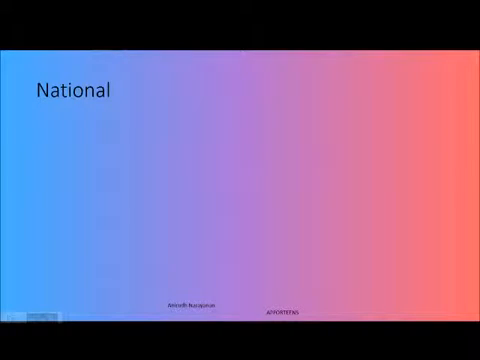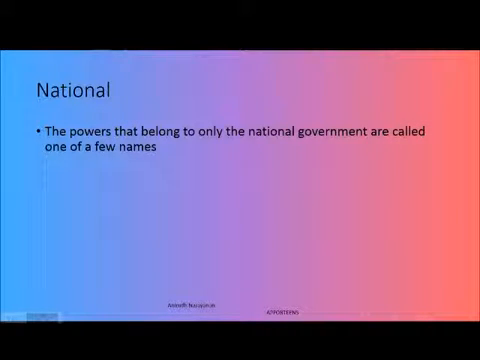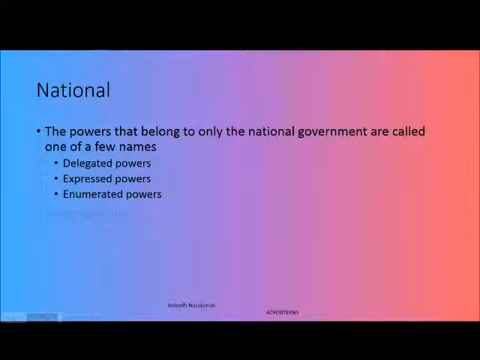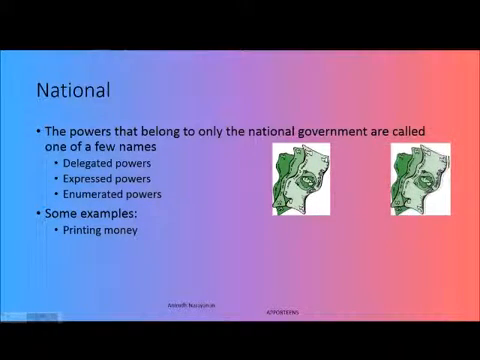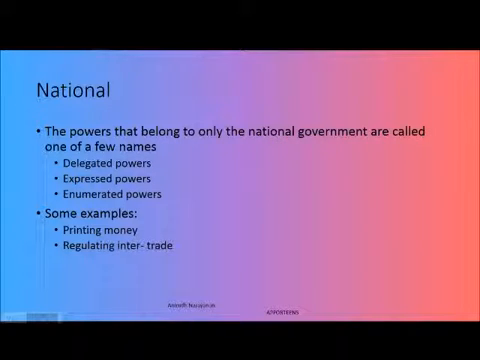National powers. The powers that belong to the national government are called one of a few names. You could see any of these names, in my opinion, on not only your class exam, but on the AP exam. You could see delegated powers, you could see express powers, you could see enumerated powers. Some examples of these types of powers are printing money, as you can see here, printing that money. Regulating trade, interstate trade, international trade, same thing.